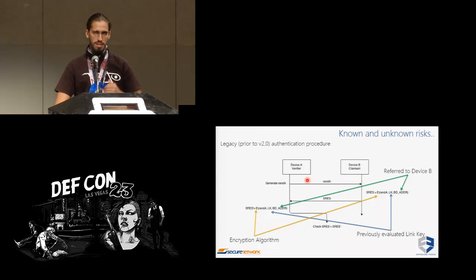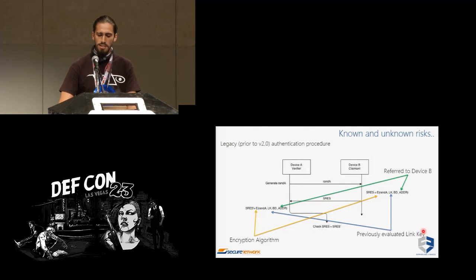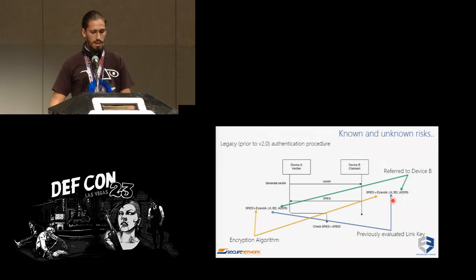The verifier sends a random number to the claimant and says, "This is my random number." The claimant computes, with another algorithm, a hash, and transmits it back to device A, which applies the same exact algorithm and checks if the two are equal. This time, if they are equal, the authentication happens. But this link key is the one previously generated, so there was no check if it was the same at the time. So here there are a lot of exploits, but we are not speaking about them now.